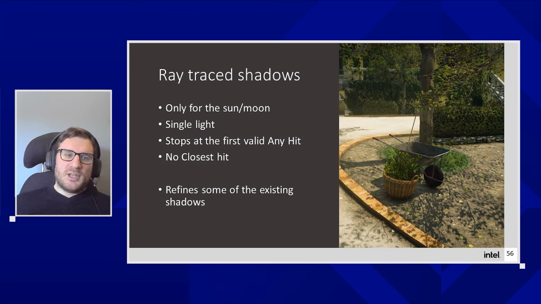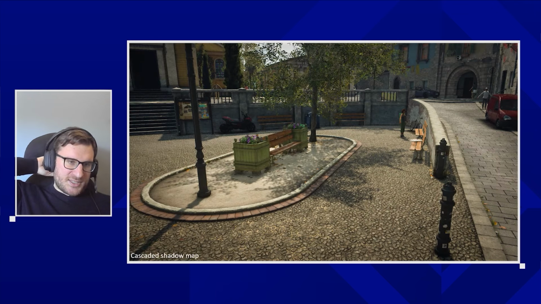The implementation is similar to the ray trace reflections, but in this case we don't have a closest hit, and we just accept the first hit, which allows us to make the ray trace shadows much cheaper. And on top of that, we don't really remove the existing shadows. We actually just refine the existing result. So you can see this is our standard shadow for the sun, which is a cascaded shadow map.